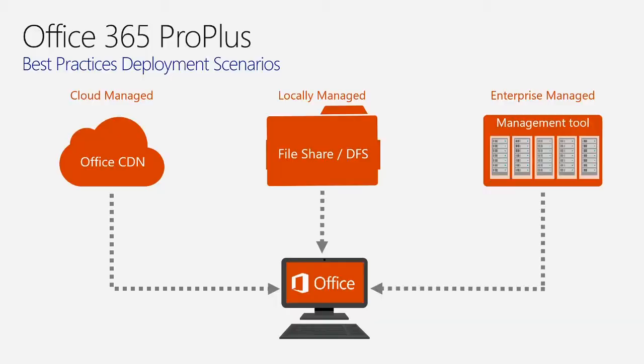So what are those scenarios, you might ask? We've named them just so that we have a name on something. We call it cloud managed. Think of it as we're using the Microsoft Office CDN, the Content Delivery Network. That's where I'm downloading all my content, and where I'm pointing people for updates. We call it Cloud Managed because you're basically allowing the client to go out to the internet and update, download, et cetera, on its own based on the parameters you've set.